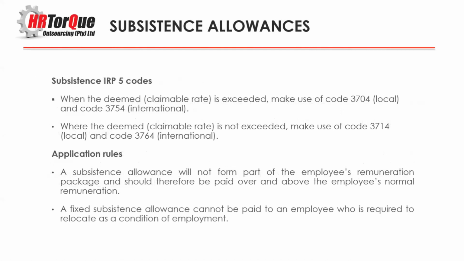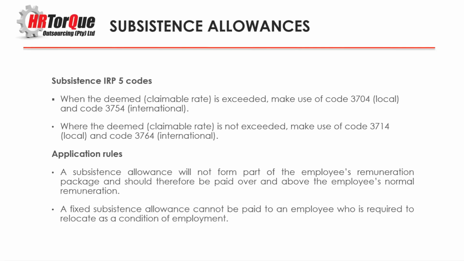So what I've done is I've just included the IRP5 codes for you. Code 3704 is used if you exceed the SARS rates of 452. And then code 3714 is used if you do not exceed the rates. And as you can see, you've also got international rates. It's generally just 50 added onto the South African code.